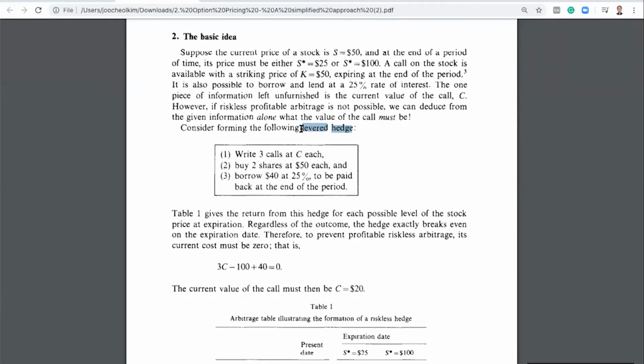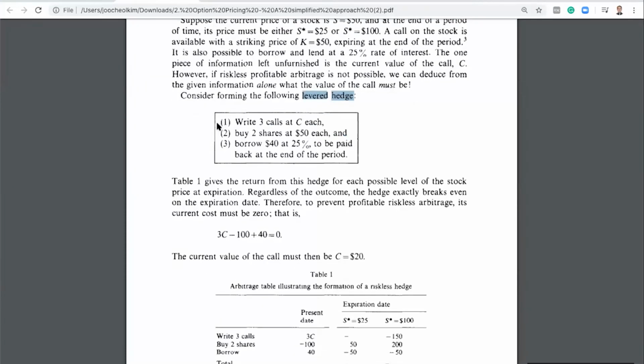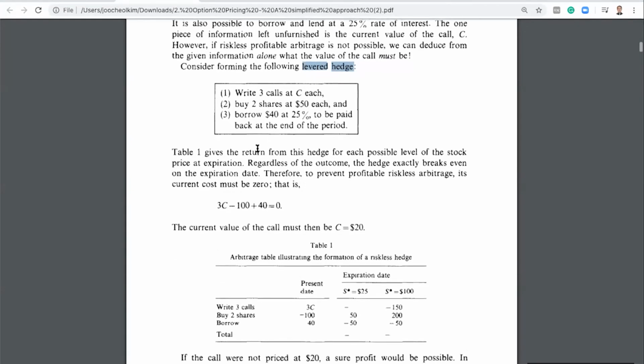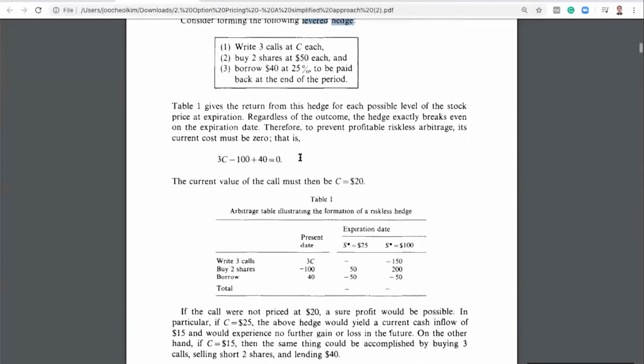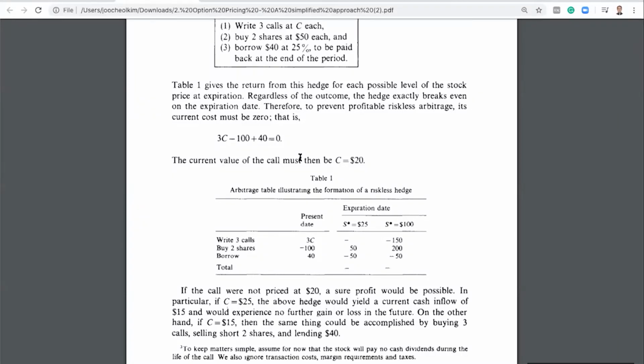This is the terminology that bankers usually use, but we don't worry about what they mean by the leveraged hedge. It's just a name. From my interpretation, these three are just taking positions, and then you can think of this position from the cash flow point of view.